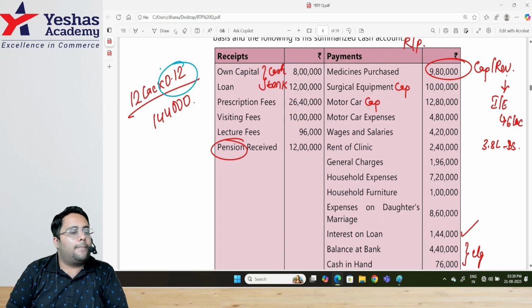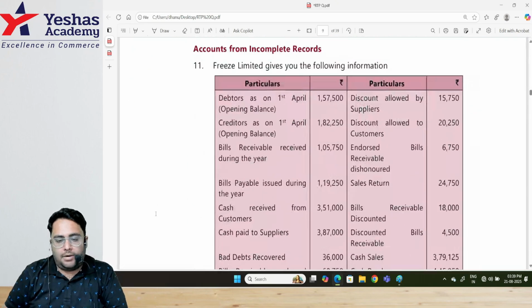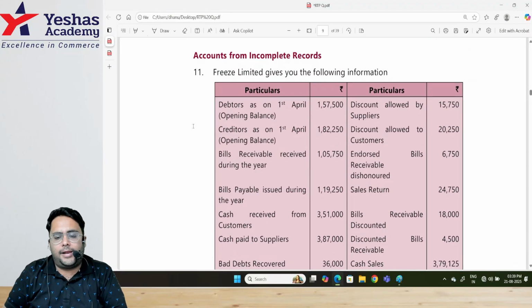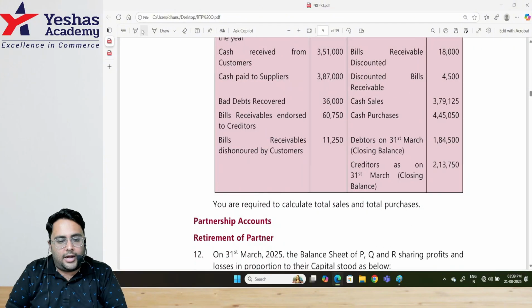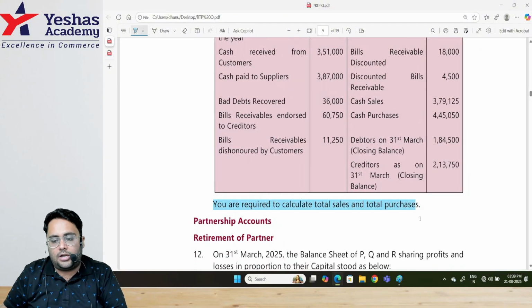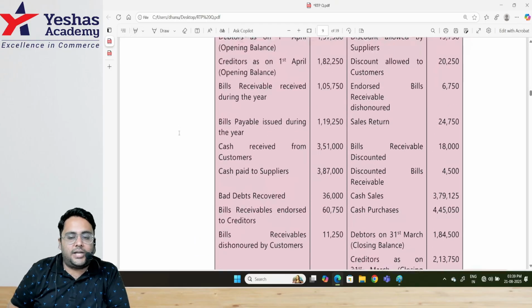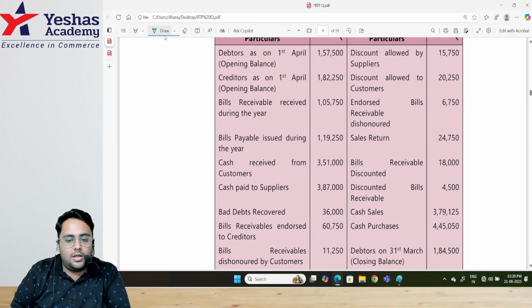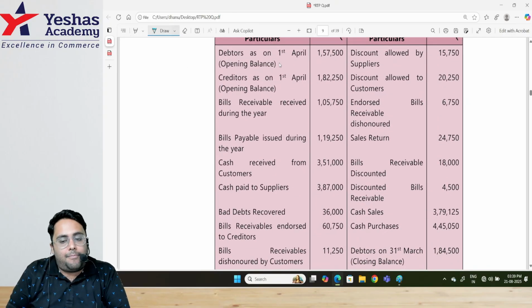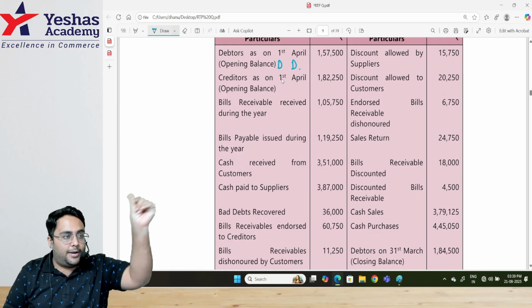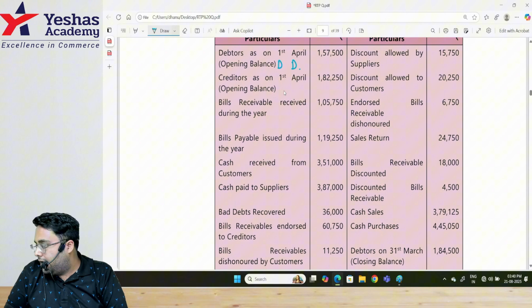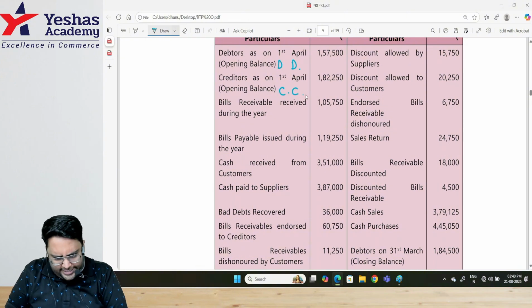Can we go ahead to the next one? Okay, come down to the next one. Accounts from incomplete records. Freeze Limited gives you the following information. You are required to calculate the total sales and total purchases. What will you prepare? Debtor account and creditor account. Tell me each item, which account, which side. Debtors as on 1st April. Debtor account, debit side. Creditor as on, everybody, creditor as on 1st April. Creditor account, credit side.